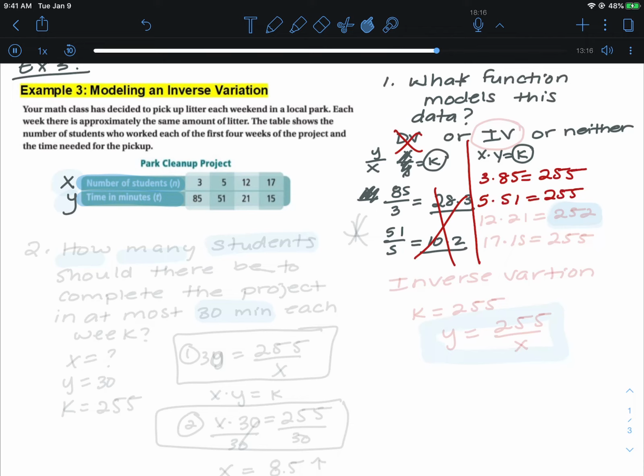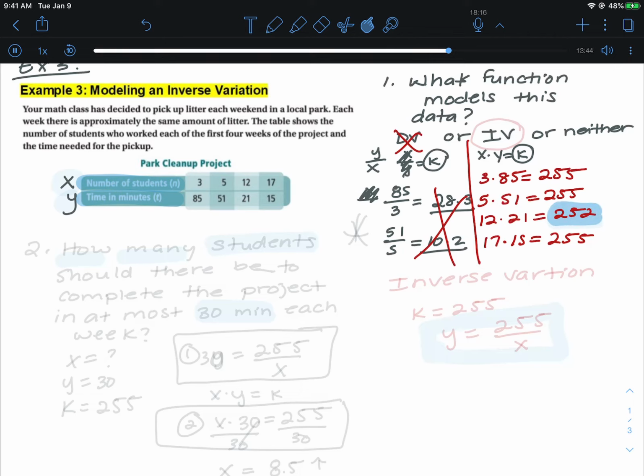Now I'm going to go ahead and continue with 12 times 21. Oops. And that is going to give me 252. And now let's do the last one, which is 17 times 15, which is going to be 255. Okay, now all of them are 255 except this one right here. This one's a little bit off by 3 points.